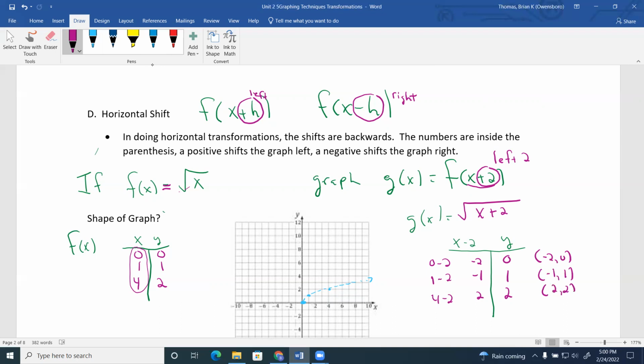So if I graph those points, (-2, 0), (-1, 1), and (2, 2), my graph would be over here, taking on that same little curve, going off in that direction. So notice how each one of those points has been shifted to the left 2. That's called a horizontal shift. Because again, a horizontal shift is going to be affecting the x values. So this is going to be more of a left and right concept.